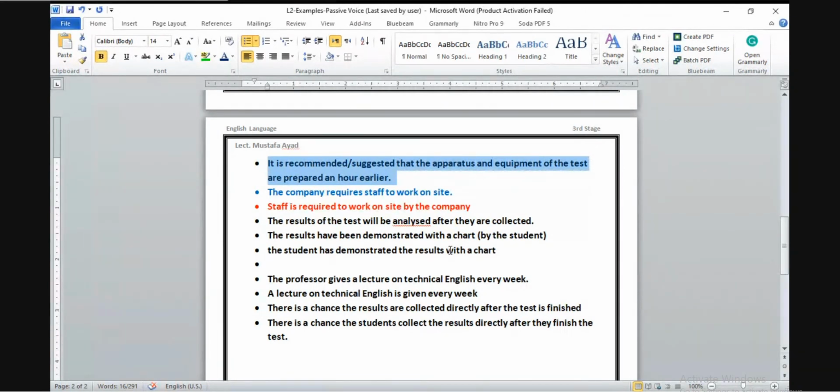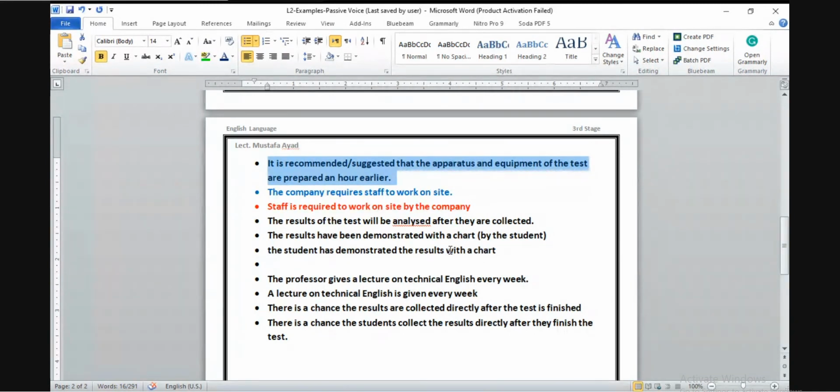It is recommended or suggested, meaning proposed or preferred, that the apparatus, by the way, you should have taken this in the first grade. Apparatus means tools here. Equipment means gear, devices, or machinery. So if you're in the lab, in any report, you should put the apparatus and equipment. The tests are prepared an hour earlier, meaning one hour before.